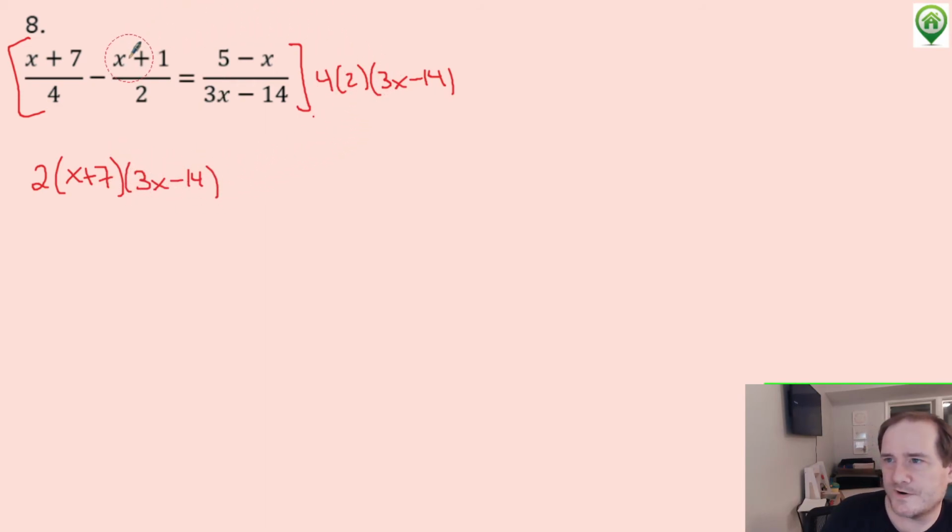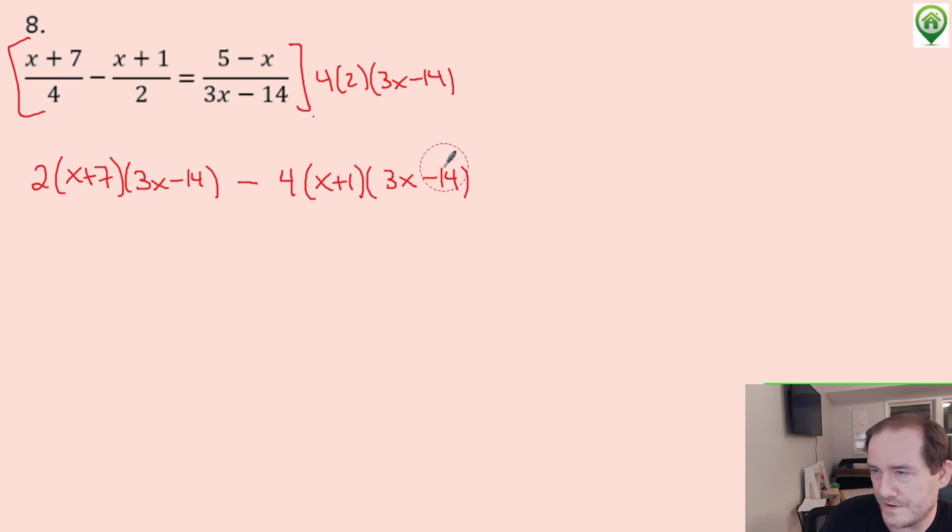Okay. When I distribute over here, only the 2 cancels, so I'll have a factor of 4. I'll get the x plus 1 from the numerator, and I'll get the 3x minus 14. Then you distribute onto this, and the 3x minus 14 cancels, so you just get the factor of 4 and the factor of 2, so essentially an 8 times the 5 minus x. So there's everything. This is the big behemoth we get after distributing our LCD.